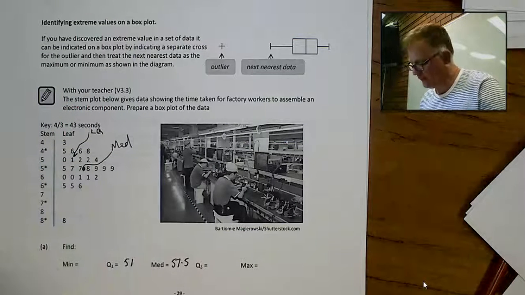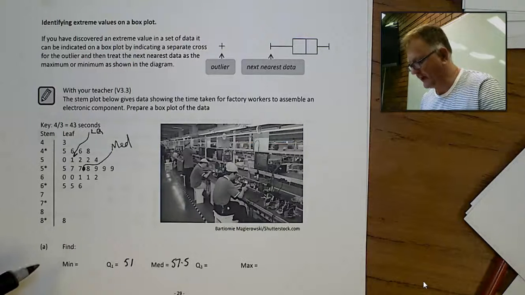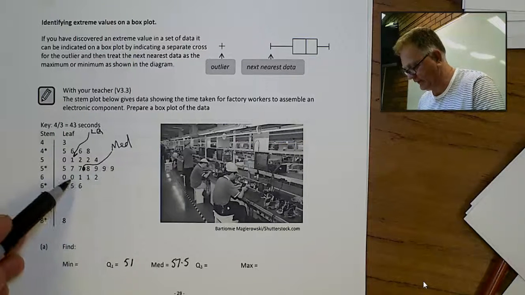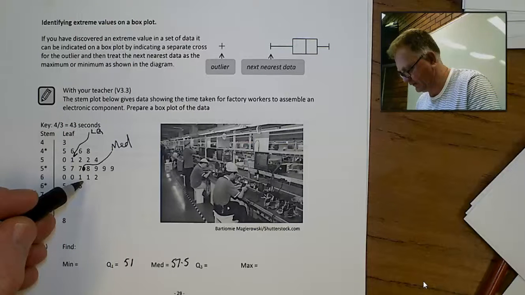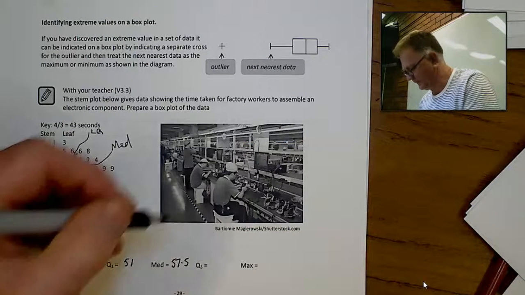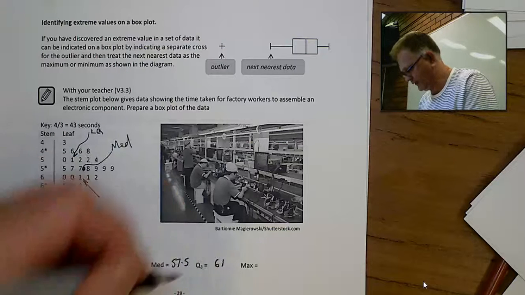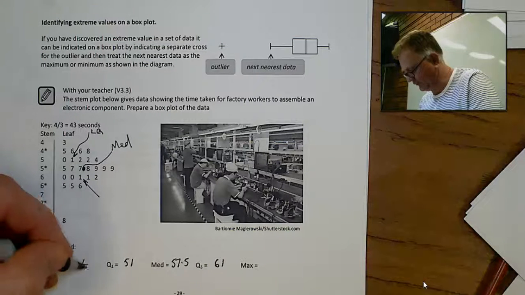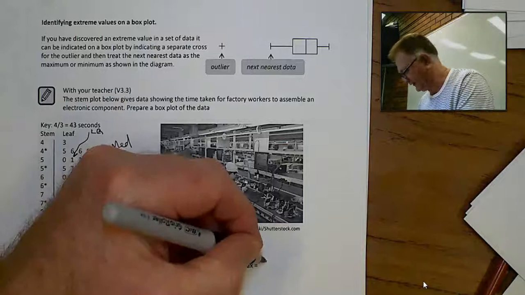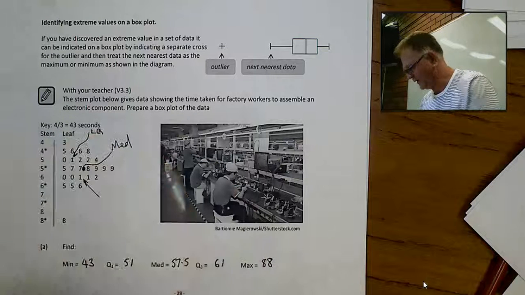And the upper quartile is the 7th piece of data in the upper half. 1, 2, 3, 4, 5, 6, 7. So it makes it 61. Minimum, maximum, of course, 43 and 88. Okay.